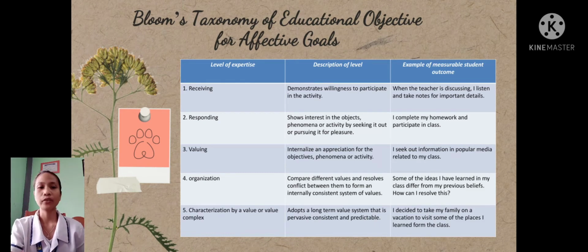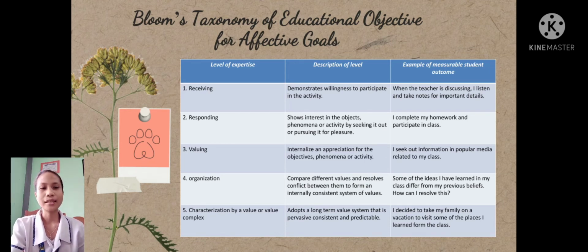The fourth level of expertise is organization. It compares different values and resolves conflict between them to form an internally consistent system of values. An example is some of the ideas I have learned in my class differ from my previous belief. How can I resolve this?